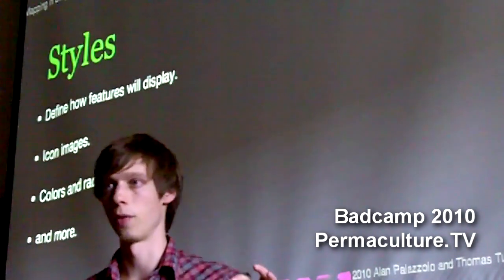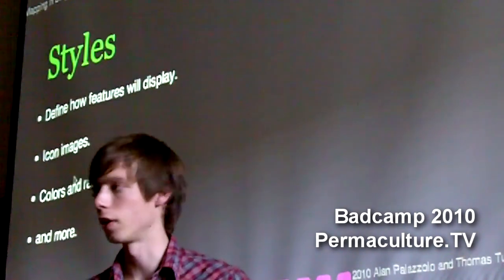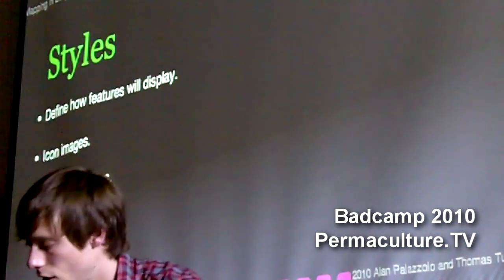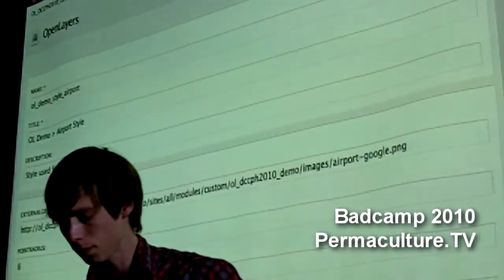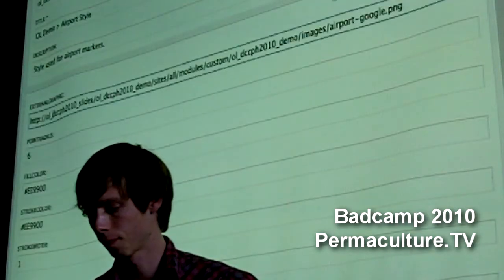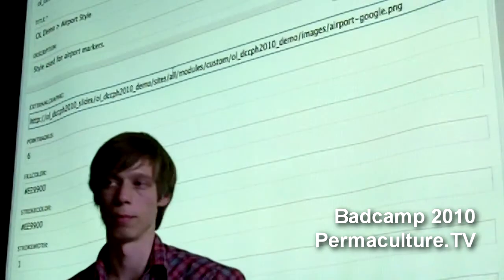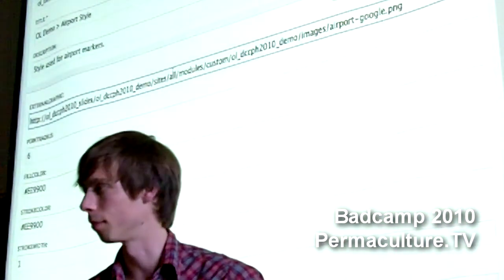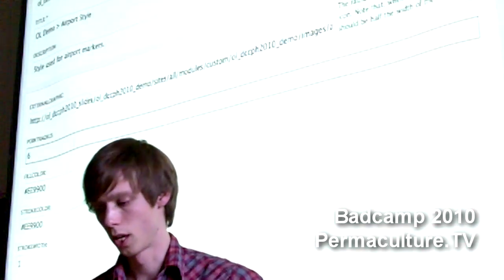For the styles, that defines how the features will display. Like in the last example, we had the red markers. You can use custom images. You can have different colors and radiuses on your lines and your vector shapes. So let's look at some of those customizations. Here's our airport style, pointing to an external graphic, which just happens to be hosted on my same local server, but it could be any way you want. You'd want it local just for reliability probably, or maybe on some CDN for speed.